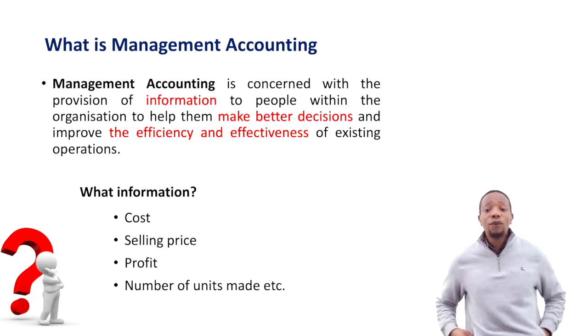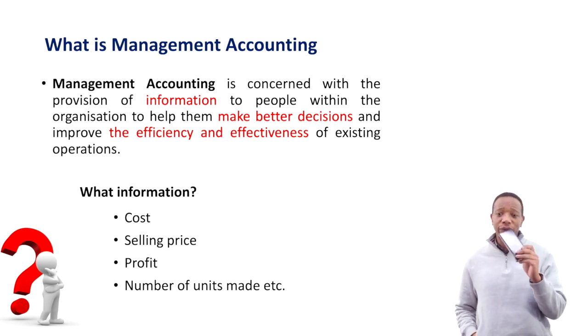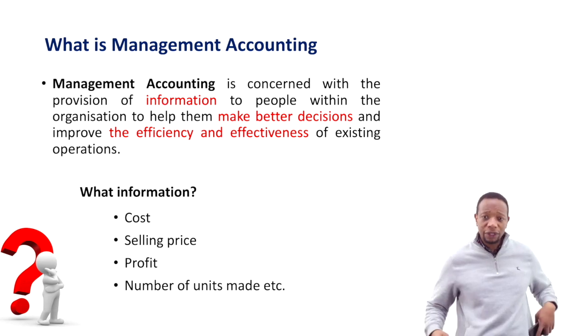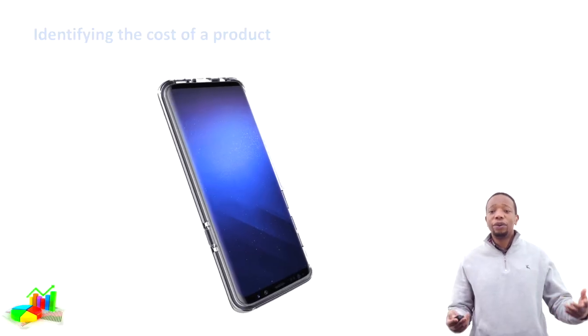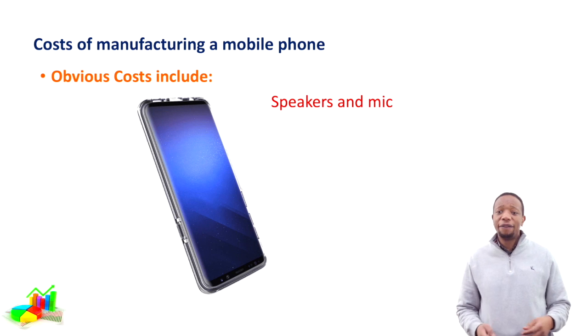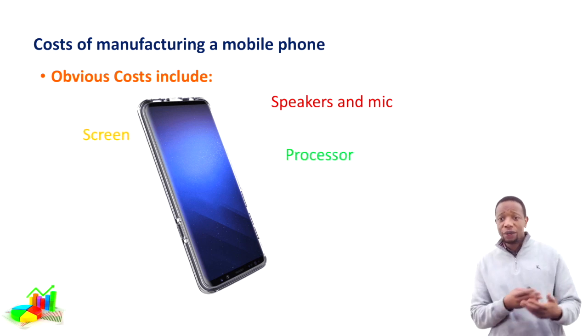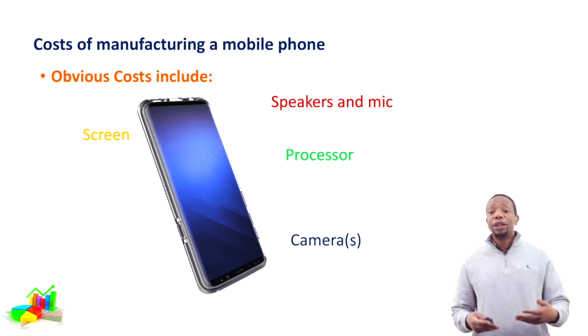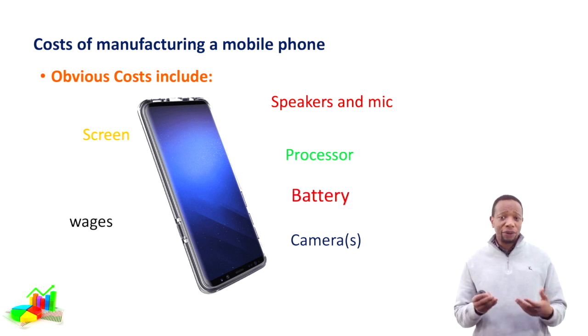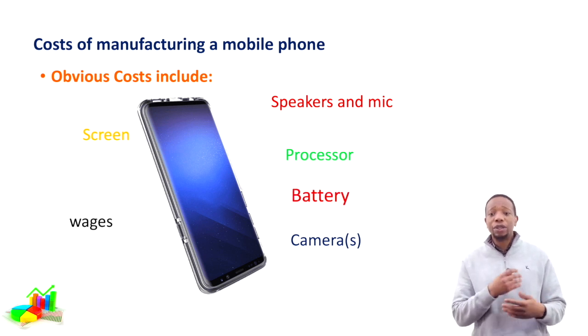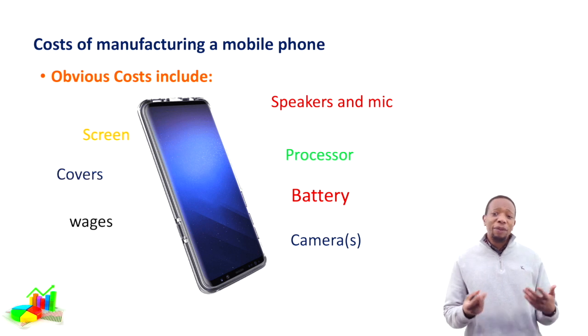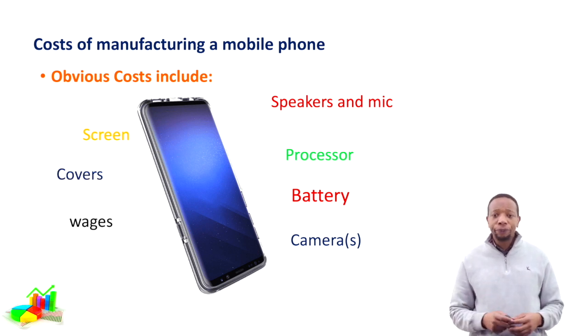So let's take this phone, for example. When you look at this phone, there are certain costs that we can think of. And these are costs like the speakers and the microphone that we have. We've got things like the screen. We've got things like your processor, though it's hidden. We know it's in there. We've got things like your cameras, plenty of them these days. And then, we can start thinking about wages. We can start thinking about the battery. It's inside, hidden somewhere there. We know it's there. And, maybe covers, just to name a few.